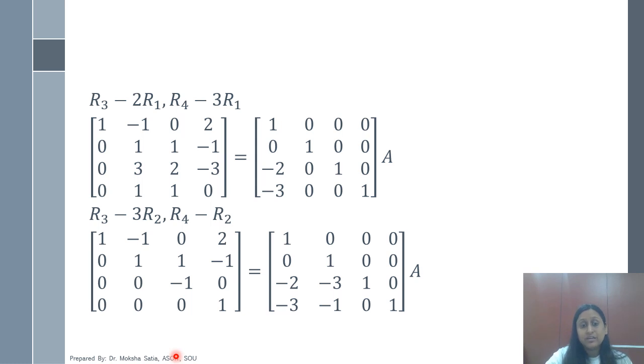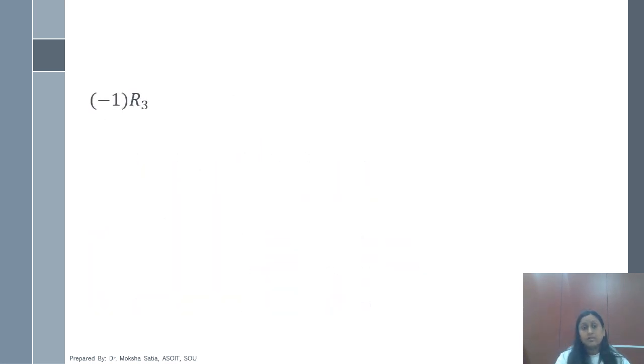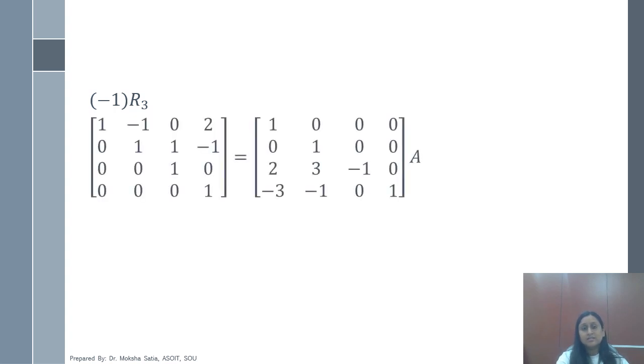Here, you can see we have minus 1 in the place of the first non-zero element which should be the leading one, and that's why we'll multiply minus 1 with R3. And you can also see that there is already a leading 1 in row 4. That's why we need not do anything for row 4. So the operation minus 1 R3 will change the third row to 0, 0, 1, 0 on the left hand side, and for the right hand side we'll have 2, 3, minus 1, 0.